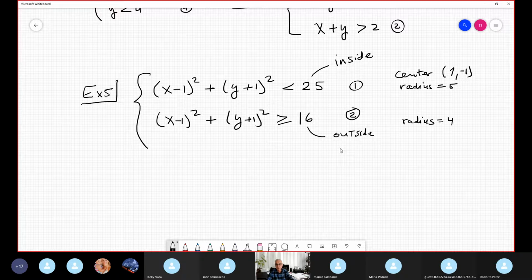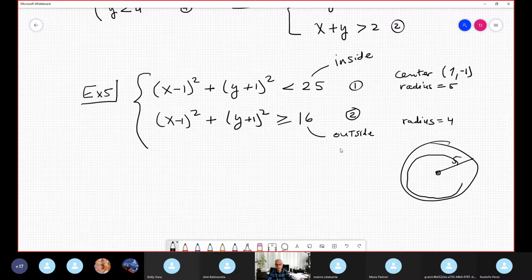How do you believe this region looks? It's the same center for two circles, radius 5 and radius 4. Inside this and outside that, I suppose the region looks like that. Like a ring, no? Make sense or no? Remember, ring. Example 5.